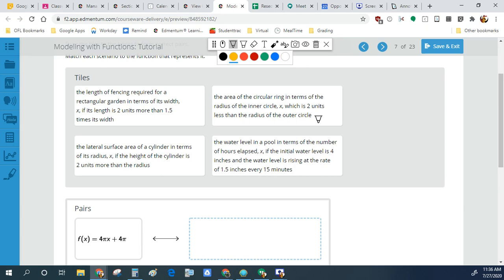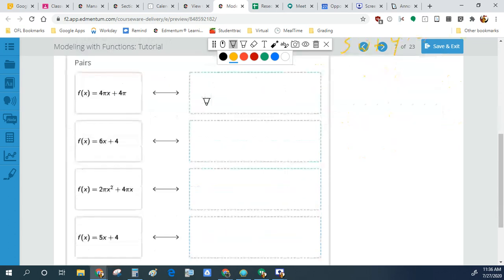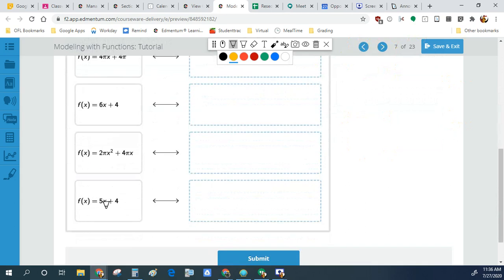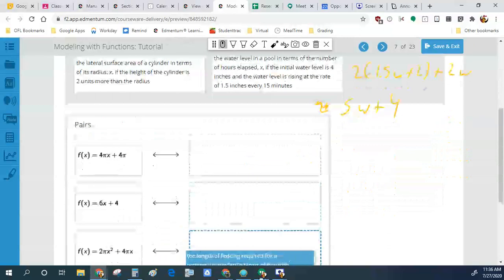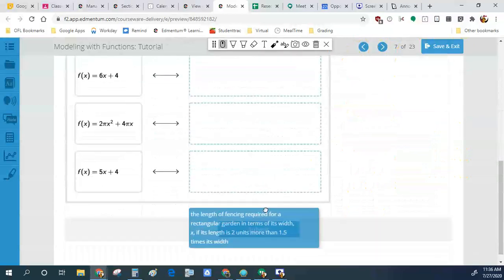Okay, so I erased it, but the formula I got was 5W plus 4, right? Yes. Because it was 2, 1.5W plus 2 plus 2W. Yep. Okay. So here we're going to look for that formula. So that's right here. So we're going to just drag this tile all the way down here.